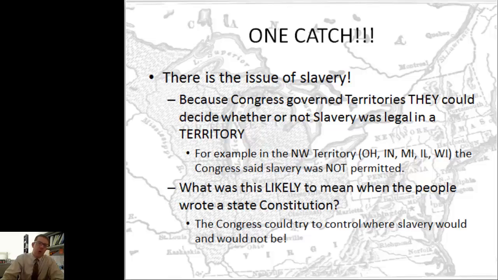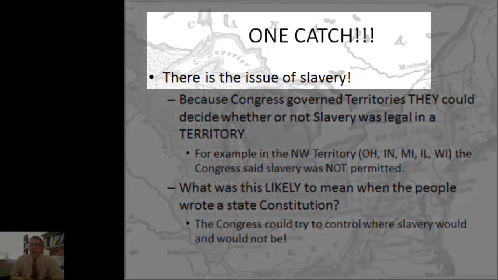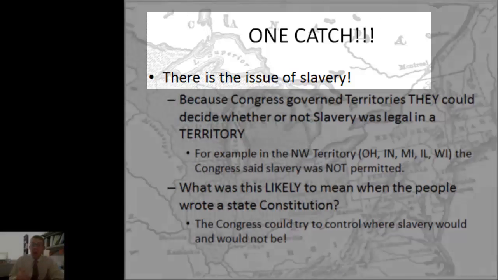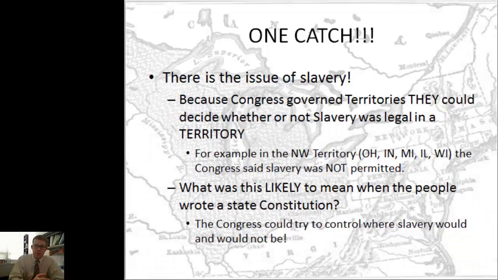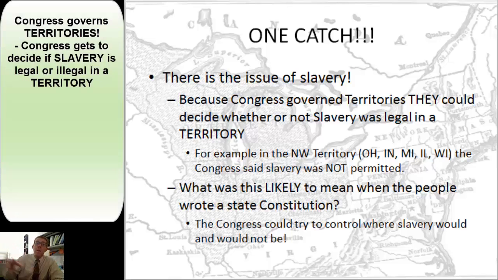There is one catch, though, and that catch is the issue that we really need to start thinking a lot about in class, and that is the issue of slavery. Because Congress governed territories, the Congress would get to decide whether or not slavery was legal in a territory. They don't have any say about it when it becomes a state, but when it's a territory, the Congress gets to decide.